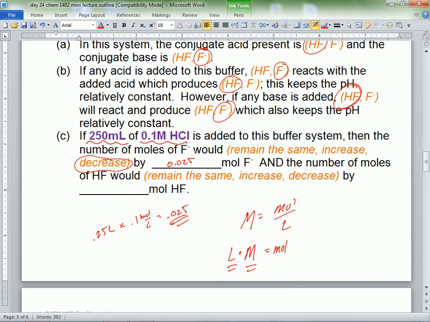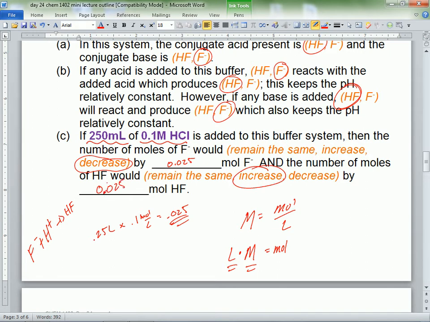Okay, so Sabina, just finish this then. What is F minus getting converted into? We said it was getting converted into HF. So the number of moles of HF will... F minus grabs onto that H and makes HF, right? So the F minus is disappearing. The HF is appearing or increasing. So the moles of HF has to increase by how much? Anybody? 0.025. Exactly. It's all 1 to 1. Everything's 1 to 1.